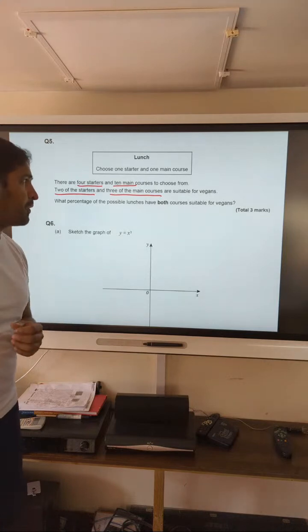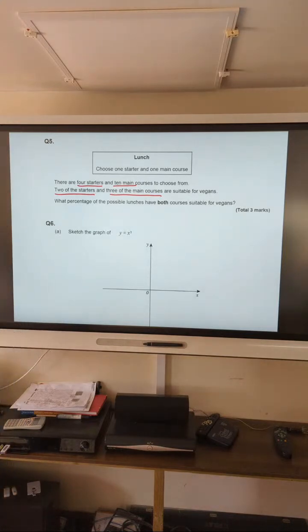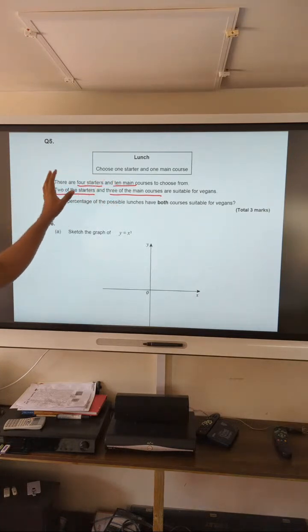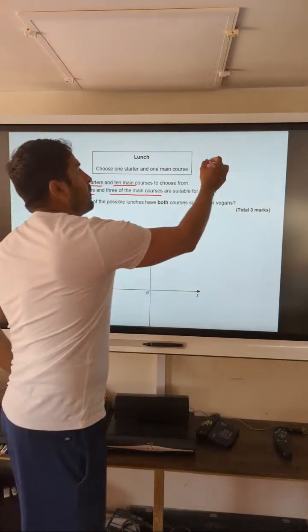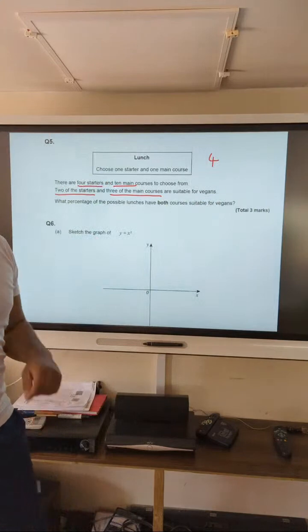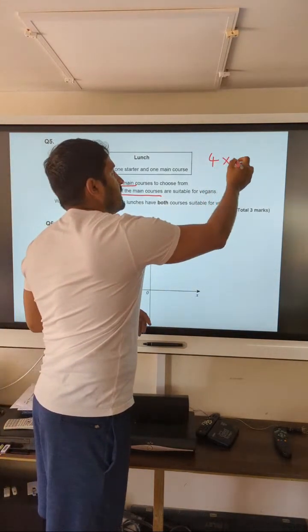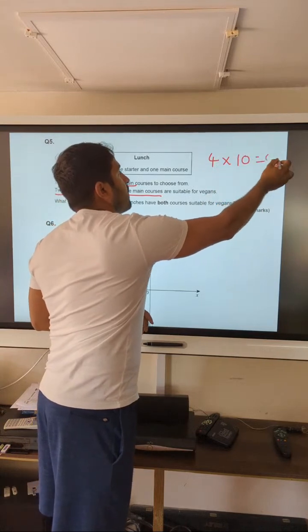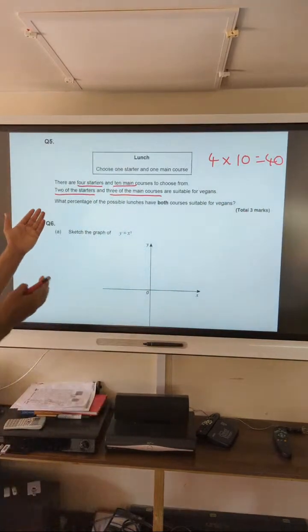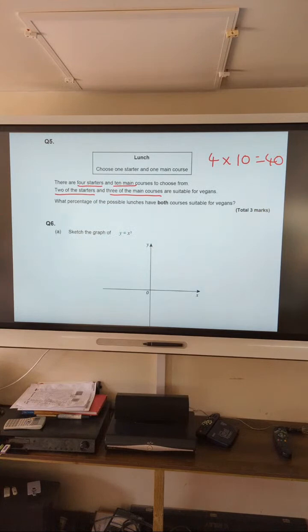What percentage of the possible lunches have both courses suitable for vegans? Okay, what percentage? So first we work out how many possible combinations there are. 4 starters and 10 mains. So you have 4 choices for the starter, and for every single starter you have 10 choices for the main. So 4 times 10, there are 40 possible combinations of the starter and main. For every starter you have 10 choices, so 4 times 10, 40 possible choices.